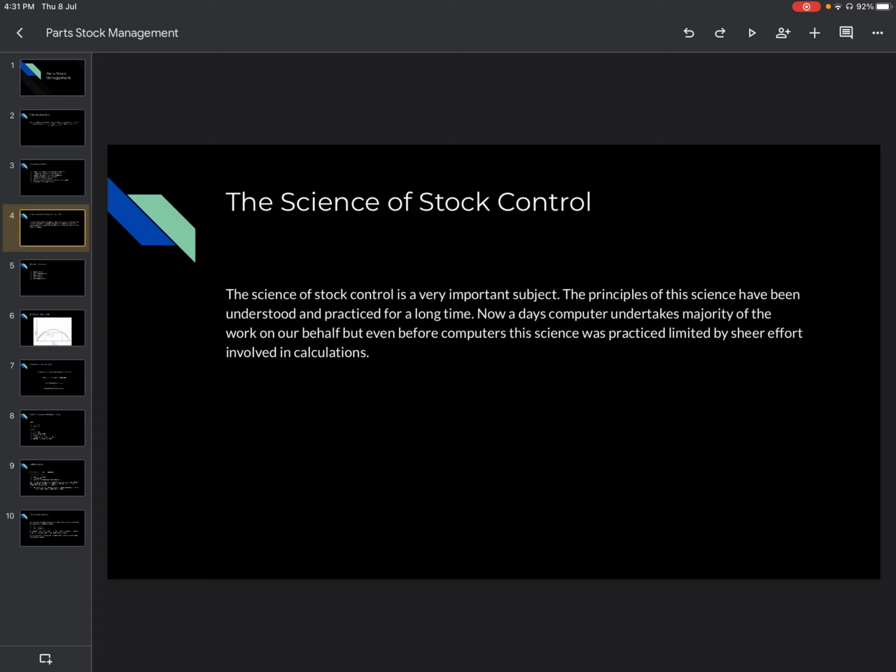So what I'm trying to say here is that the forecasting methods, the science of stock control, the science of reordering, forecasting, keeping safety stock, this science, this study has been there for ages. It is not a new thing. It might be a new thing for me and you, it might be a new thing for some of our employees, but it's not a new thing.